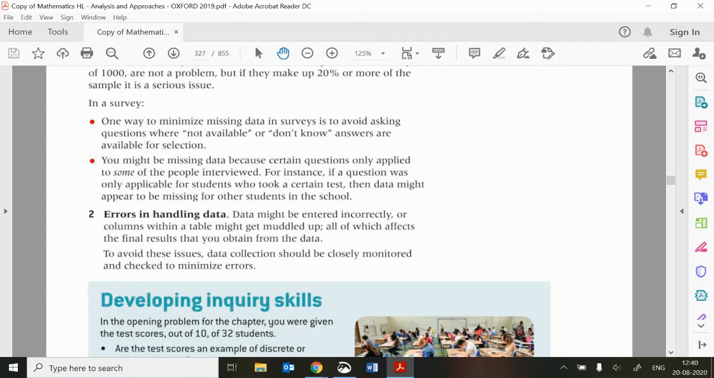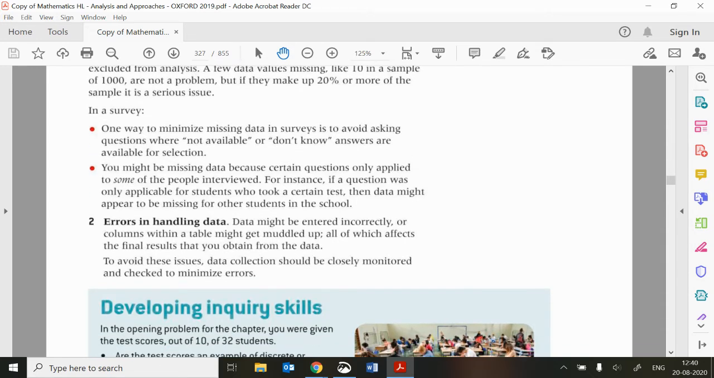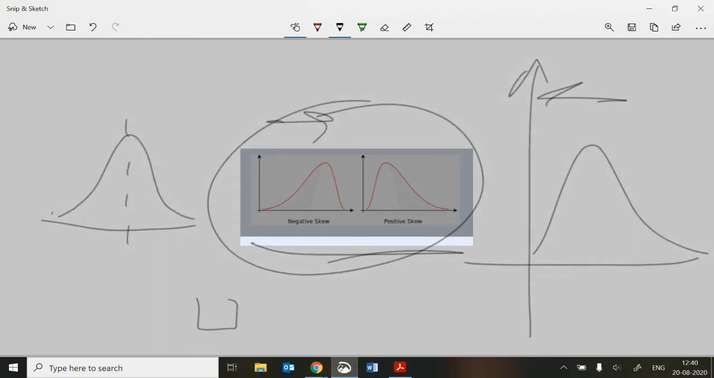It's saying you can actually minimize missing data by getting rid of those types of questions which say not available, not applicable, don't know kind of answers. Don't give people the option to say that. Another thing you can say as well is when you're giving questionnaires, when they say, how do you rate this? Is it bad? Is it good? Or is it kind of, okay?